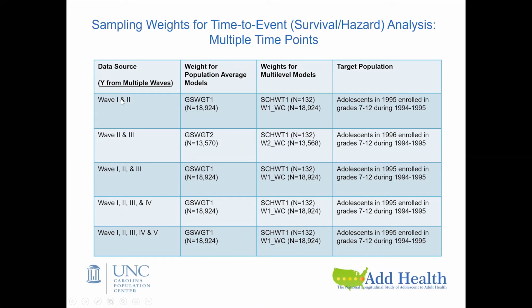Let's say you're skipping wave 1, you're just using 2 and 3, you use the grand sample weight. These are the cross-sectional weights at wave 2. And so on. So you use the weight from the first wave in which they were observed to follow their exposure.